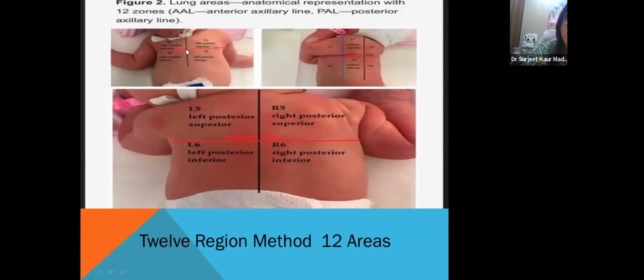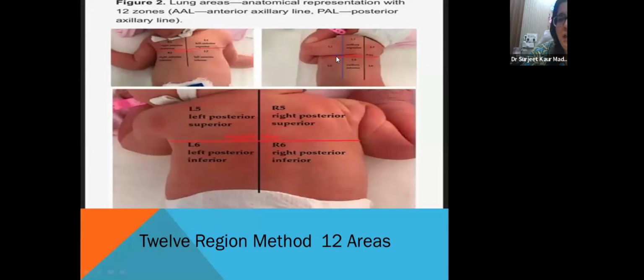Your anterior region is divided into four areas, left and right. You put a vertical line at the medial sternal edge, and a horizontal line at the fourth rib. This is how you divide right and left areas, and again divide each into upper and lower. So there is right anterior upper, right anterior lower, left anterior upper, and left anterior lower. These are the four regions anteriorly.